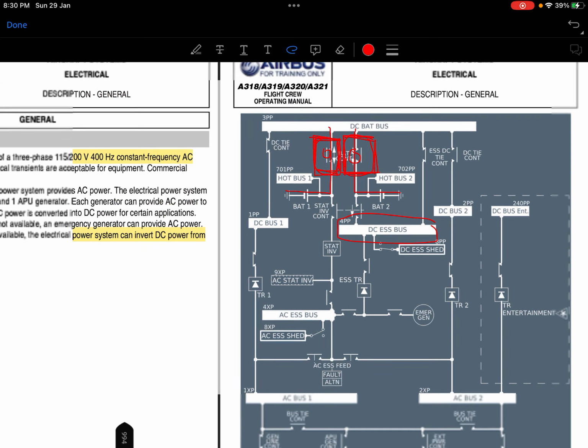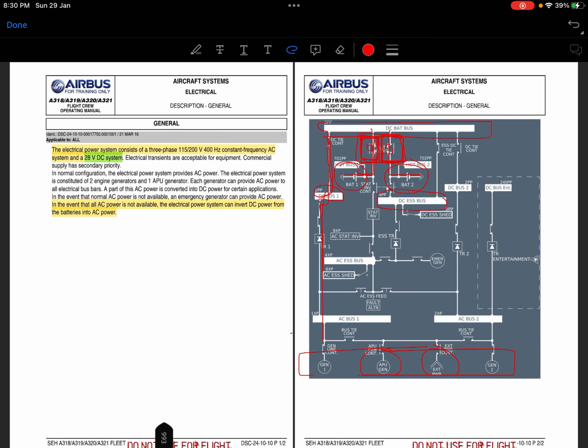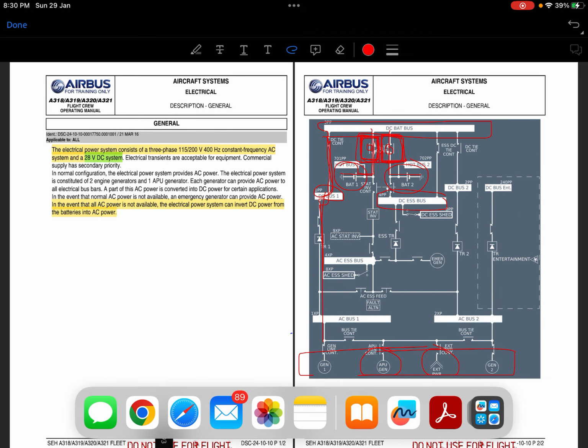So whatever power is supplying this line, whichever power, either it is external, the APU or whatever, the power will go to the DC bus 1, then it will go to the DC bat bus, and if this contactor is on, right, then only will they charge the batteries, otherwise not. This is the reason, right? This is the logic behind this whole thing.